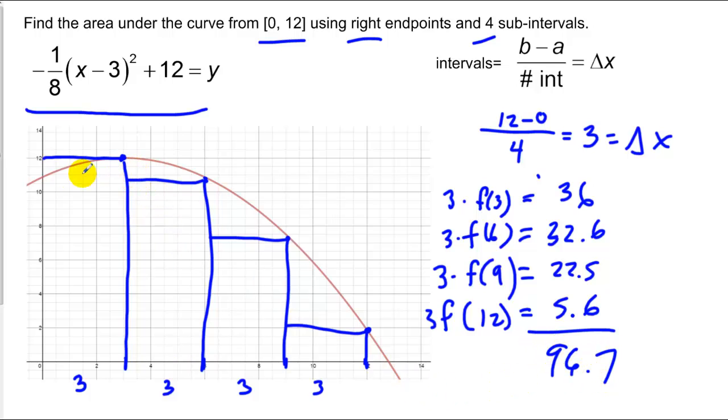Again, this is an under-approximated value because in this case I'm a little under, quite a bit under, a whole lot under here, and even more under here.